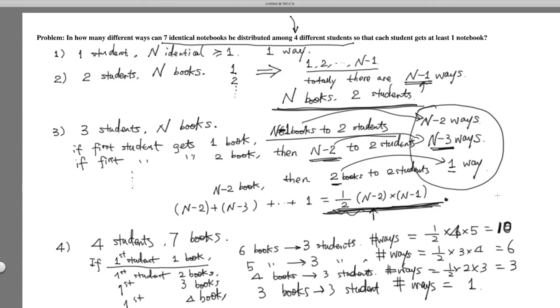So the total number of different ways is going to be adding all those things together, 10 plus 6 plus 3 plus 1. Total number of ways is 10 plus 6 plus 3 plus 1 equals 20.